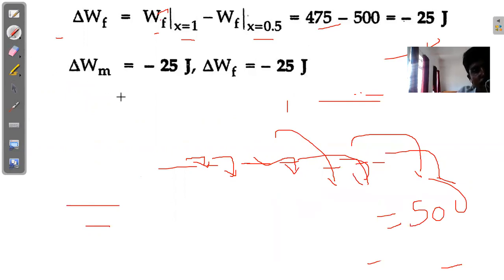So we have found two parameters. One is the work done, that value equal to minus 25 joules, and also the change in field energy equal to minus 25 joules.